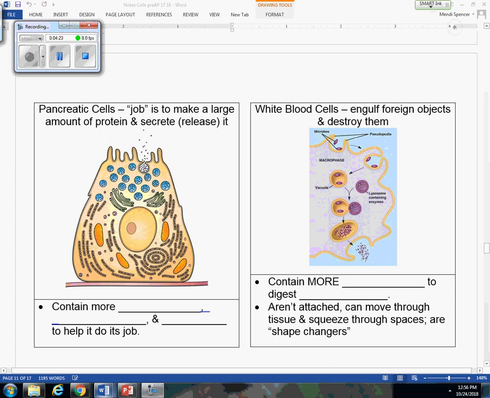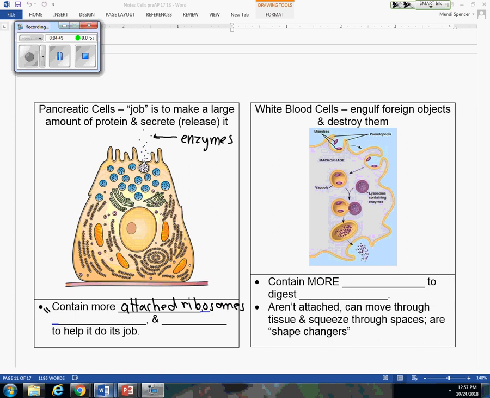We have cells in our pancreas that produce our digestive enzymes. So let's indicate these are enzymes that can digest our food. So it's the job of these cells to produce these enzymes and release them all day long. So if a cell needs to produce a lot of enzymes, it's going to need the cell parts that produce proteins or enzymes. It's going to have a lot more attached ribosomes so it can do its job, because the ribosomes will start to make the protein.